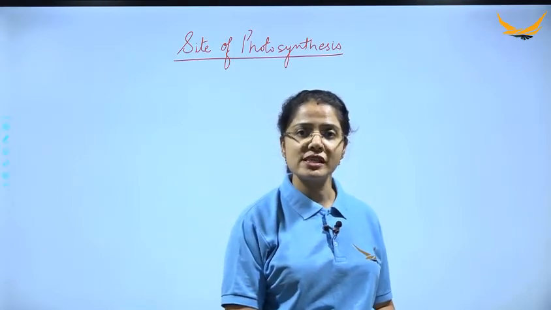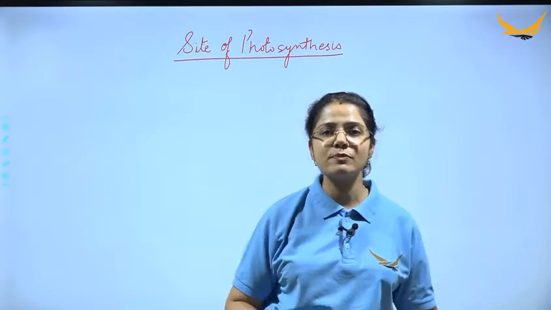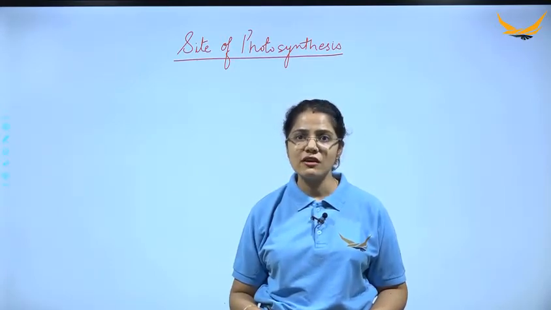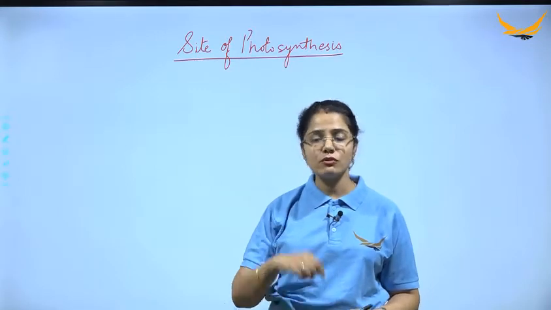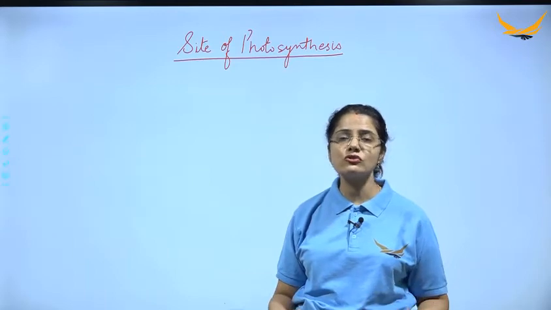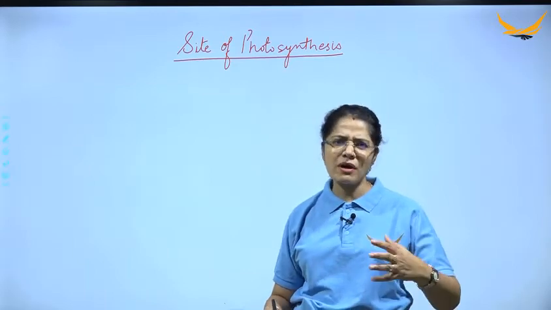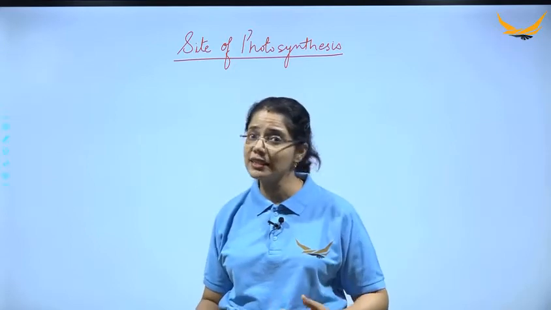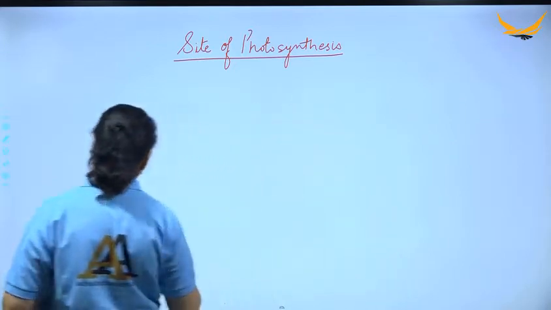Children, in our previous segment, we finished discussing the various pigments which help in the process of photosynthesis, right? In this segment, we are going to discuss the site of photosynthesis, that is, where photosynthesis actually takes place. If we ask even a small child of 4th or 5th standard, they will tell us that yes, it takes place in the leaf.